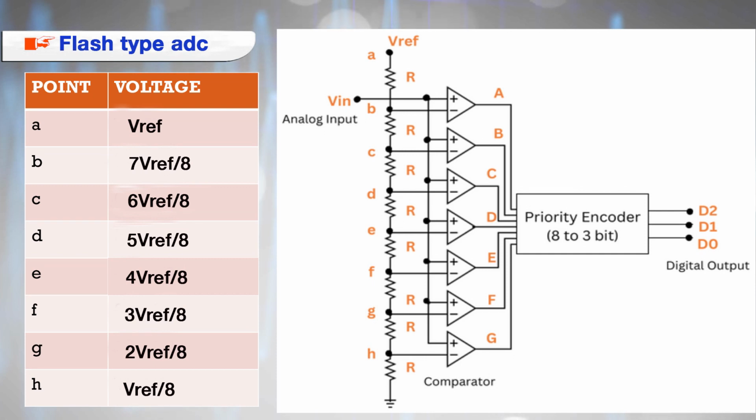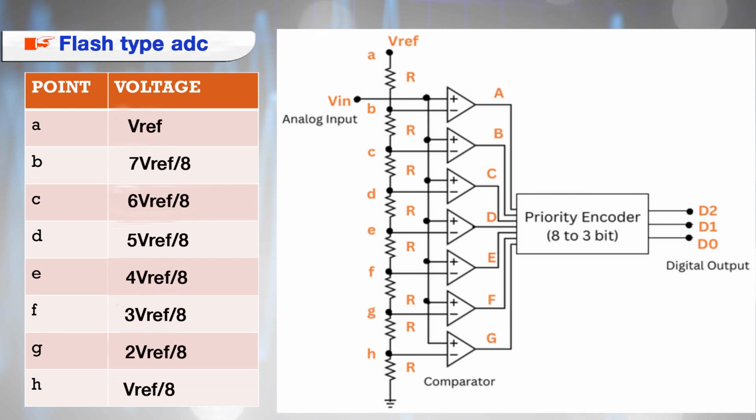Similarly, we can calculate the voltage at all points. So the voltage between point G and ground is 2 Vref by 8, between point F and ground is 3 Vref by 8, between point E and ground is 4 Vref by 8, between point D and ground is 5 Vref by 8, between point C and ground is 6 Vref by 8, and between point B and ground is 7 Vref by 8, as shown in the table.